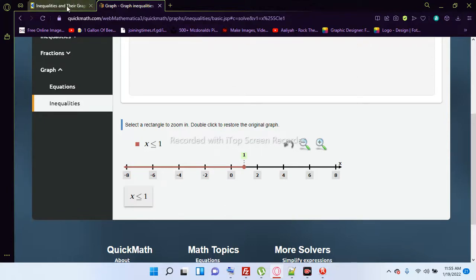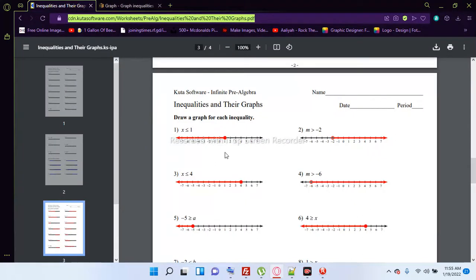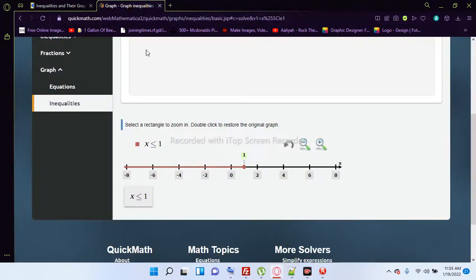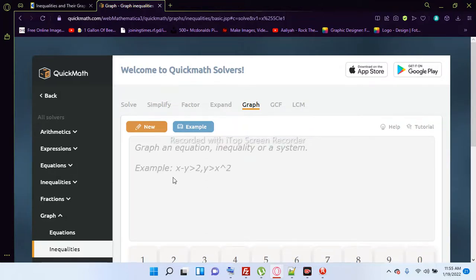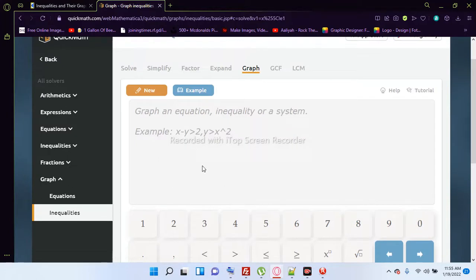Now if you look at the sheet, 1 all the way back. Again, m is greater than a negative 2, right? You go back here. And this is if you can't get it with the Algebrator, you jump outside of that thing and you go somewhere else, buddy. Listen to me, you jump outside of it and you go somewhere else.